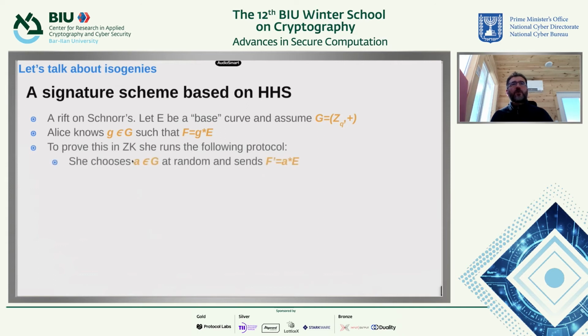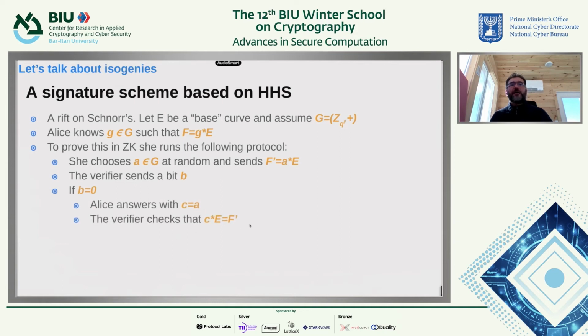So she runs the following protocol. Remember, this is like Schnorr, so she's going to send F prime, which is the equivalent of raising E to a random value A. Then the verifier sends a bit B. If B is 0, Alice answers with A, and the verifier checks that F prime was really computed from A acting on E. And if the bit is 1, Alice answers with A times G inverse, which really should be A minus G.